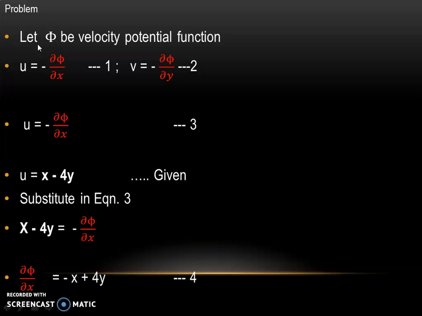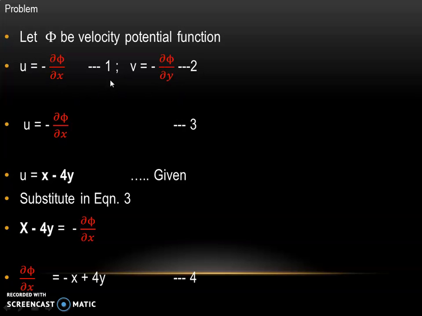Now we will find out the equation for velocity potential function. To find out the expression for velocity potential function, we will use the equation which relates phi to u, because the equation for u is given in the problem. So that will be u equal to minus dou phi by dou x. That will be the first equation. And the second equation is v is equal to minus dou phi by dou y.